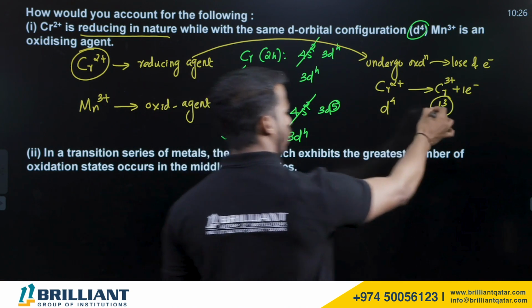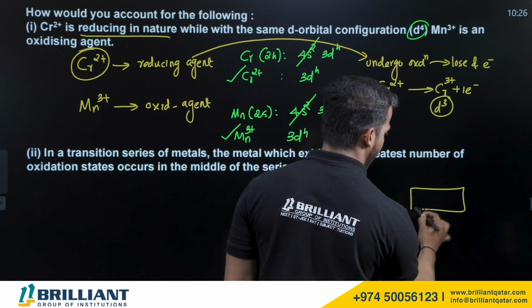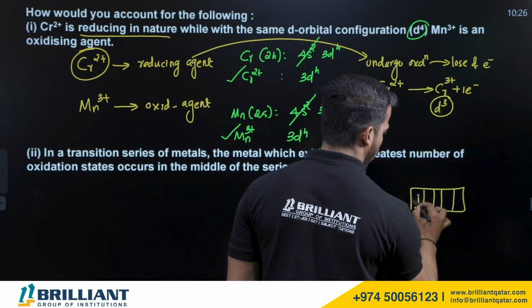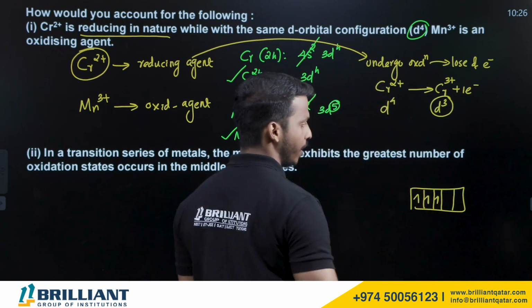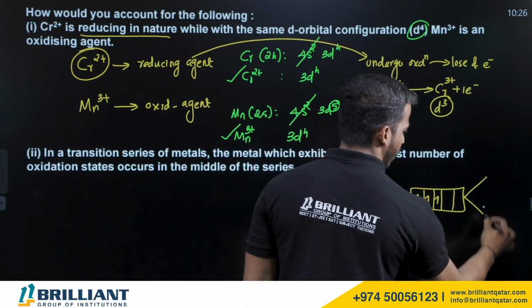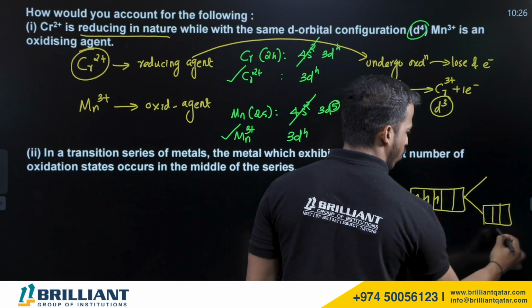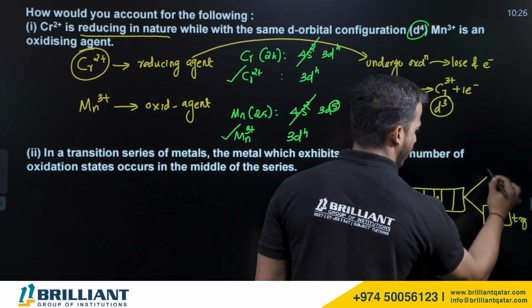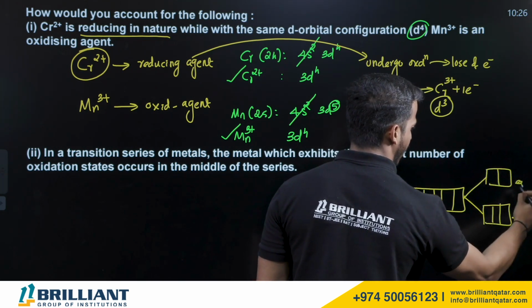Why? What is the meaning of d3? The d orbital has 3 electrons. Correct? You know, when it is split, as we studied in coordination complexes, it gives 2 levels, t2g and eg levels, right?